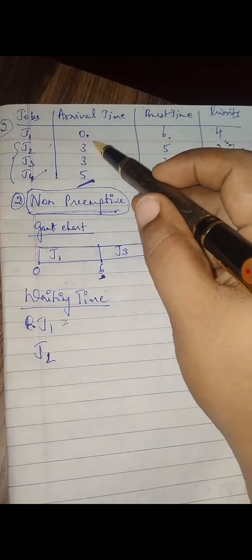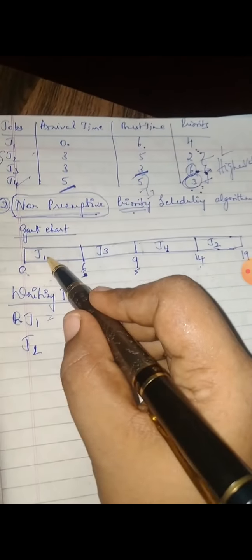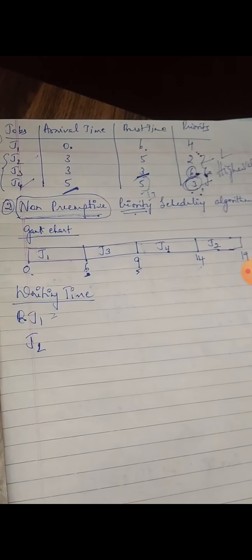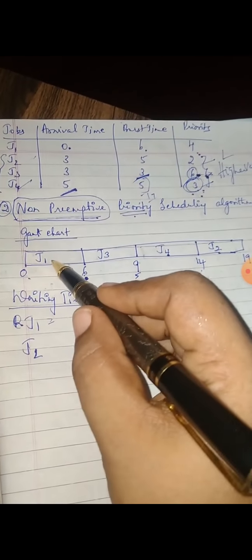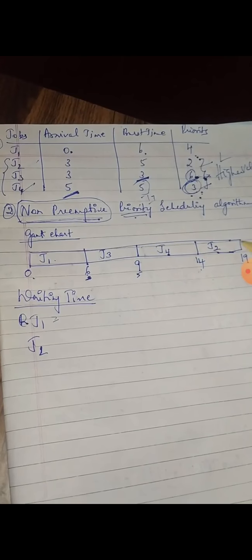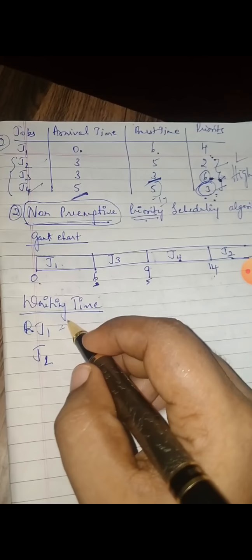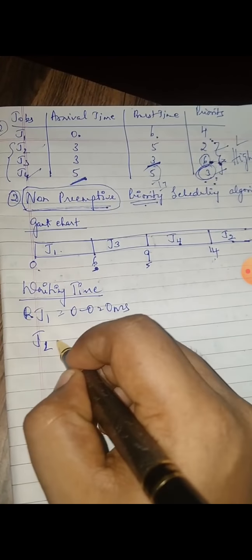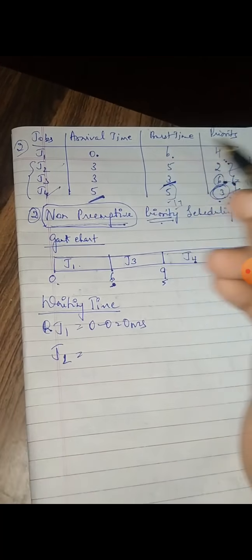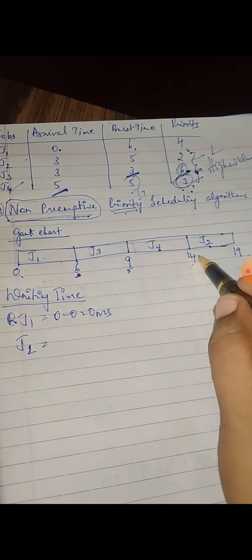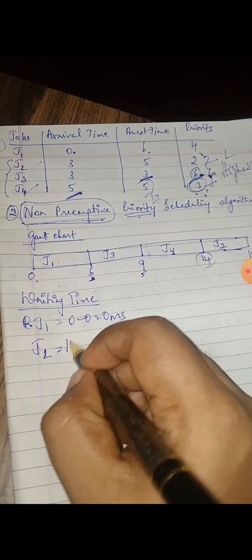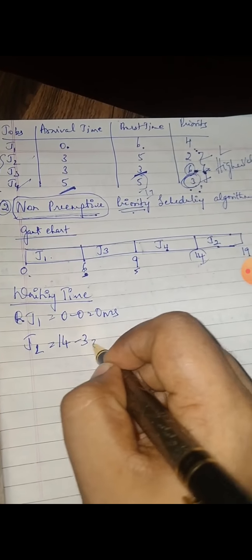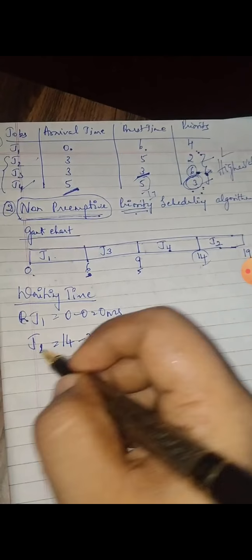Job 1 came in at 0, it got the CPU at 0. Since it is non-preemptive, it won't repeat anywhere. But if it is preemptive, there is a possibility that this job will appear again somewhere. Okay. So in this case 0 minus 0, that is 0 milliseconds. Next, job 2 came in at 3, got the CPU at 14. So 14 minus 3, that is 11 milliseconds.